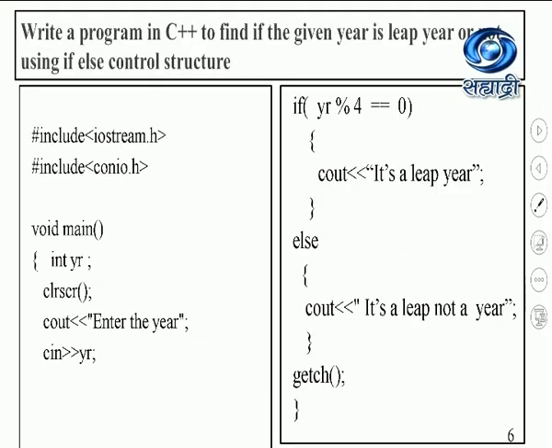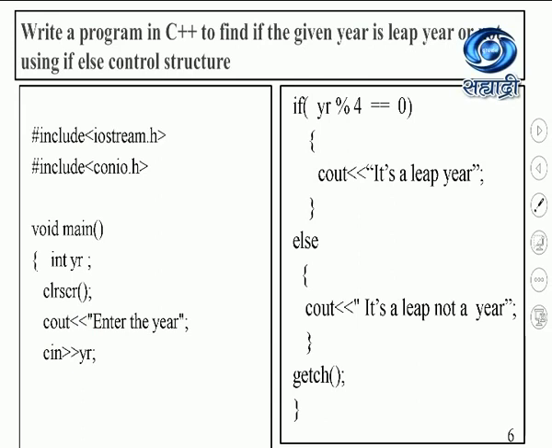Next. Write a program in C++ to check if the given year is a leap year or not. Again, now they've asked us to use an if-else control structure. So what I'm going to do is enter some year and check whether this year is a leap year or not. So again, iostream, conio and void main. Not going to talk much about that. We have taken a variable of the type integer, yr. Obviously, I'm going to store the year in this variable. So I say enter the year, cin in yr. So suppose I enter 2020.